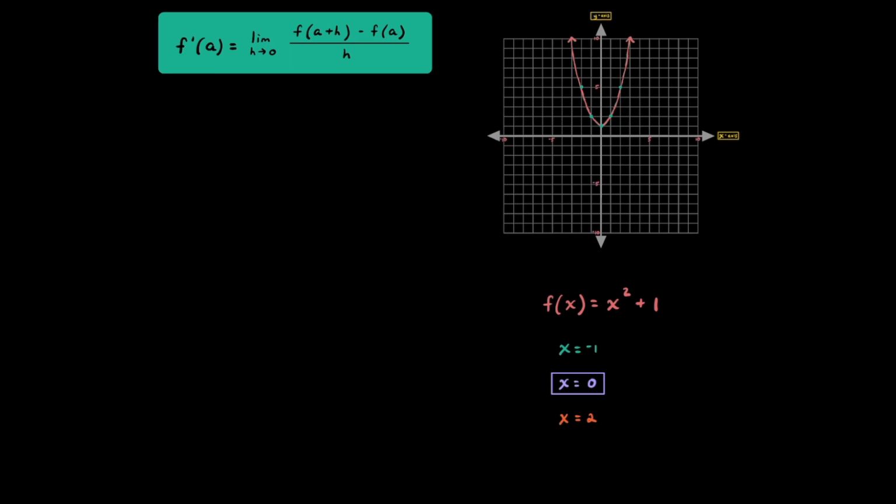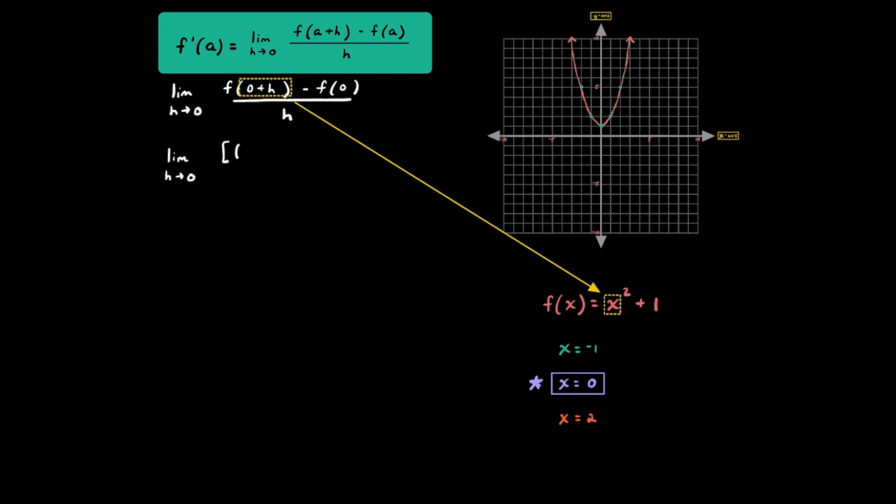In this example, let's find the slope of the tangent line or the derivative when x is equal to 0. So here we have the limit as h is approaching 0. And we're going to have f of 0 plus h minus f of 0. This whole thing is going to be over h. Now let's substitute our 0 plus h in for x. Substituting in, we're going to get the quantity of 0 plus h squared plus 1.